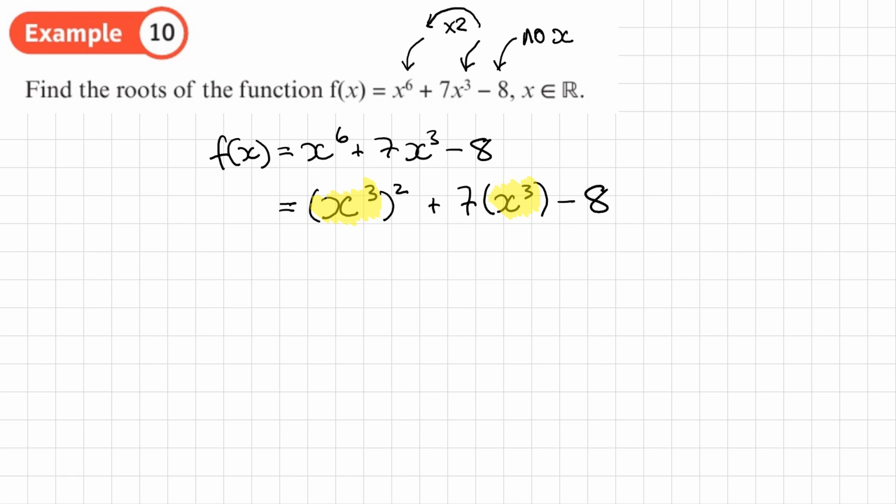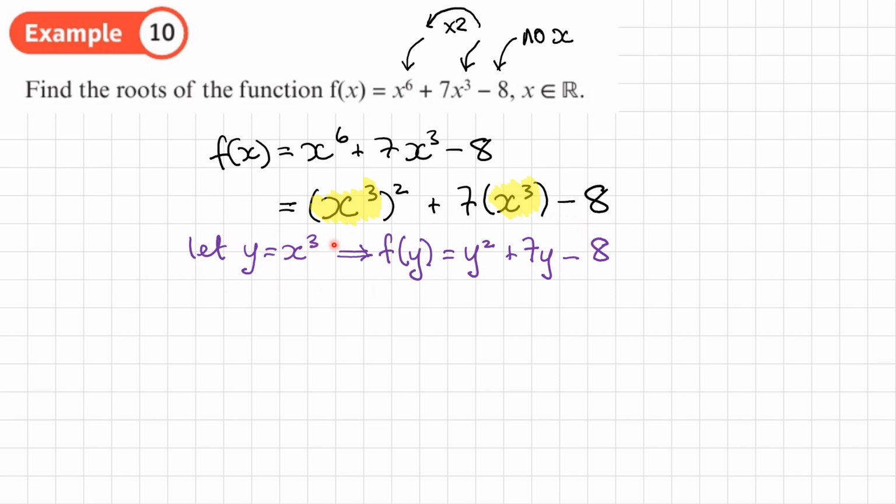Another way of thinking of it is like this. If I said let y equal x cubed, then I could write this function in terms of y as y squared, because it's going to be x cubed squared, plus 7y minus 8. Now this we will recognise as a quadratic. So we could use this form, solve this, and then realise that when we solved for y, y is actually equal to x cubed. I'm going to do it this way because this may make a little bit more sense.